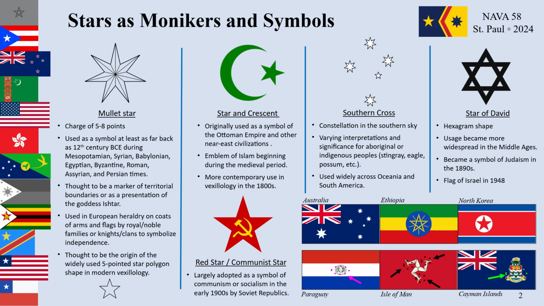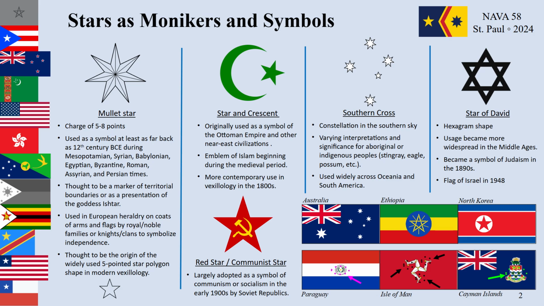So I will talk very briefly about the history of stars as monikers and trends in vexillology. So obviously, stars occurred as symbols as far back as the 12th century or even further in the Mesopotamian, Syrian, Babylonian times. They were thought to be markers as territorial boundaries first, or as the presentation of gods or goddesses, or on coins or in ceramics. And they became used in European heraldry by royal and noble families.